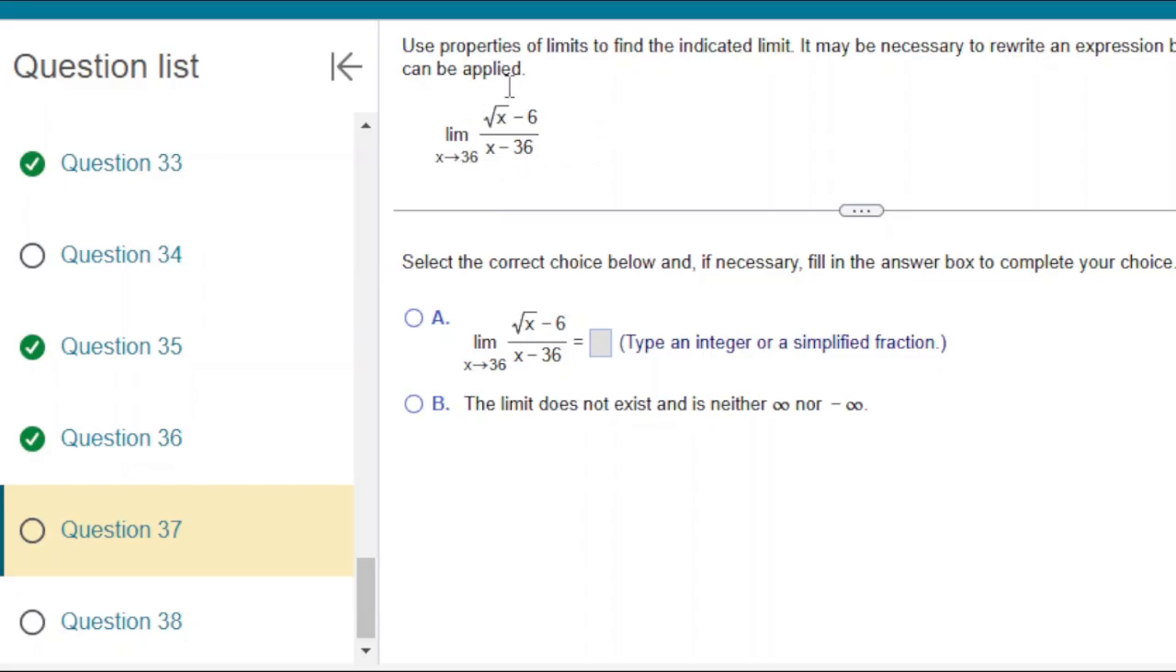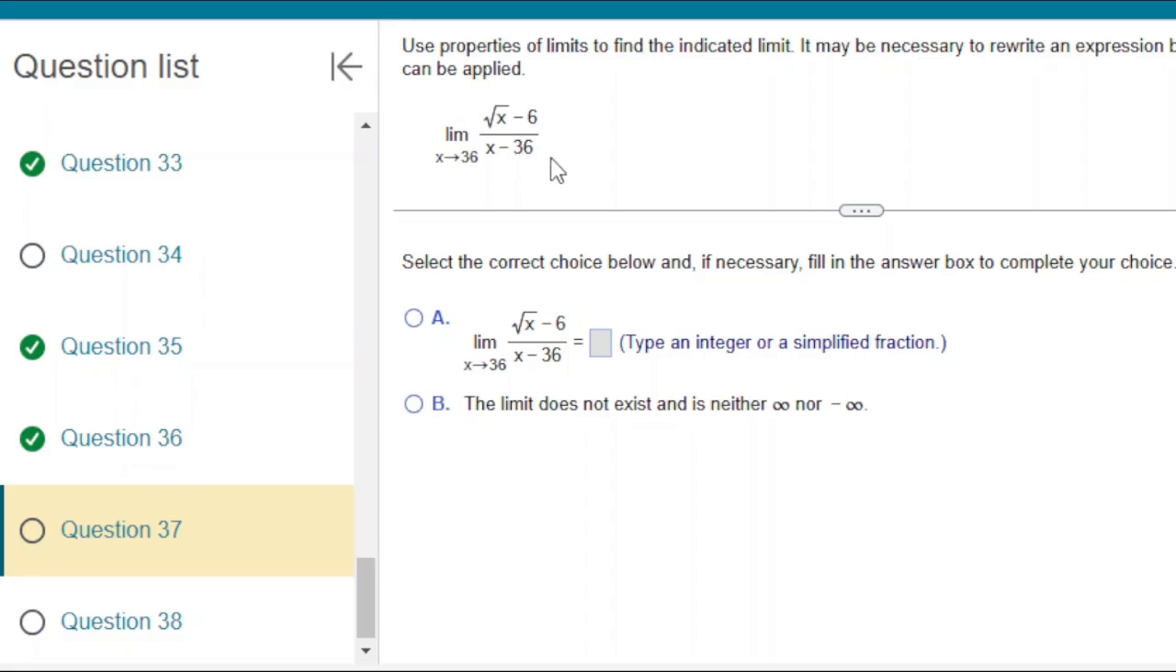Now, this is not a rational function because it's not a polynomial over a polynomial, but it's going to act very similar to a rational function. In fact, if we just plugged in 36, notice we're going to get 0 over 0, right? The square root of 36 is 6, and 6 minus 6 is 0, over 36 minus 6, which is 0.